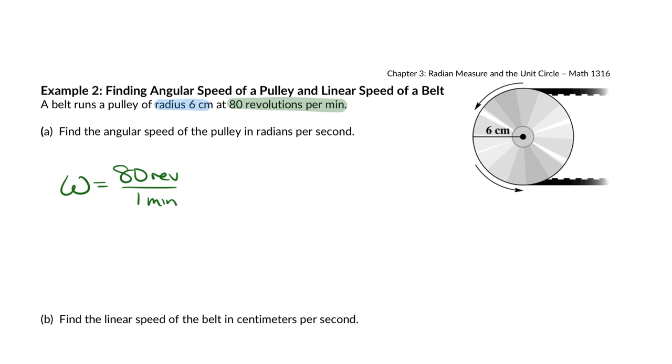Let's start by getting it to the correct time. I don't want minutes, I want seconds. So what am I going to multiply the top and bottom by to switch it from calculating in minutes to calculating in seconds? 1 minute is 60 seconds. Because now the minutes cancel out and my units are revolutions per second. Great, but I want radians per second.